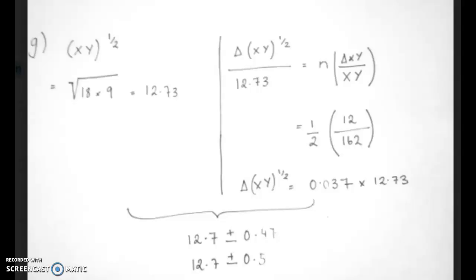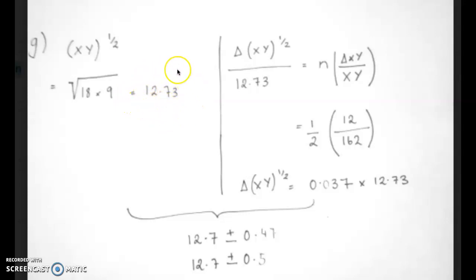Our next question involves a power. We're doing xy to the power of a half. So the first step is to actually work out what xy to the power of half is. 18 times 9 to the power of a half gives you 12.73 and a few other numbers, but this will do for now.